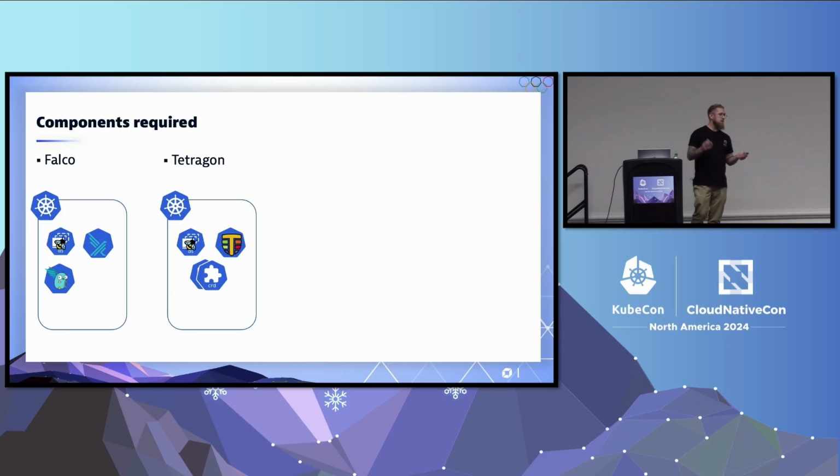Then we have Tetragon. Tetragon, apart from the agents, has an operator. So if you have an operator, it means that you have CRDs. The CRDs are there mainly to help us design those policies and introduce, in fact, 2 CRDs, and we'll touch base on them later.